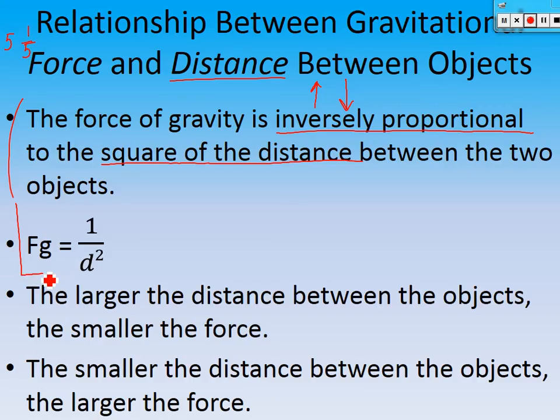So that sentence put into an equation is right here. Force of gravity is equal to 1 over the distance between the two objects squared.